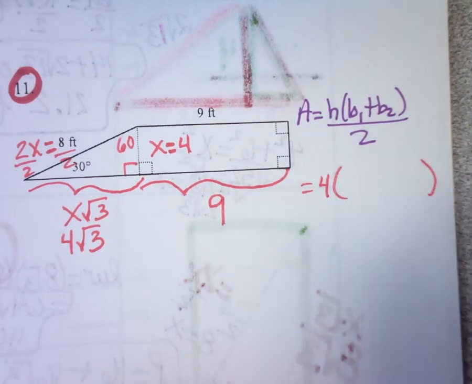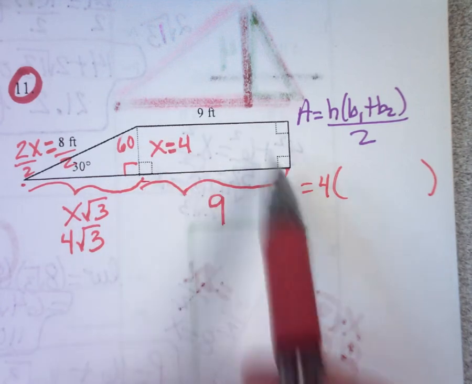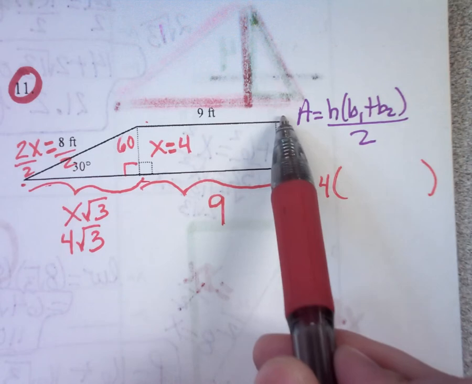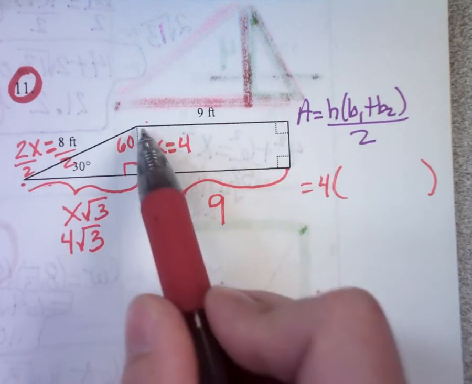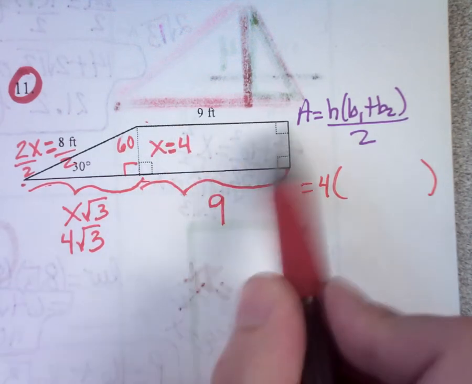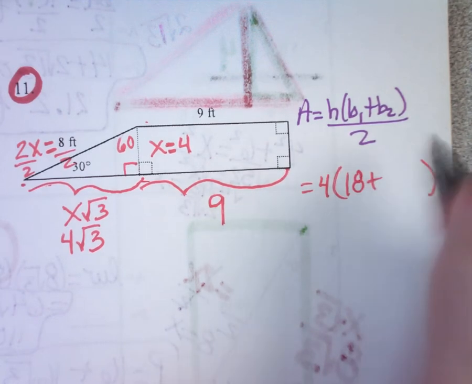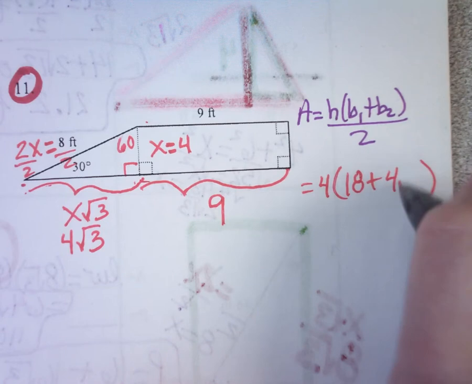Now, I could do a couple things here. When I go to add these bases, I could go ahead and just add the like terms now and then attach this on, or I could specifically go 9 plus 4 square root of 3. Or are you okay if I go ahead and add these two together right now? So if I add these two together, I'm going to get an 18. And then I still have this piece of the base down here, which is 4 square root of 3 that I need to add on.